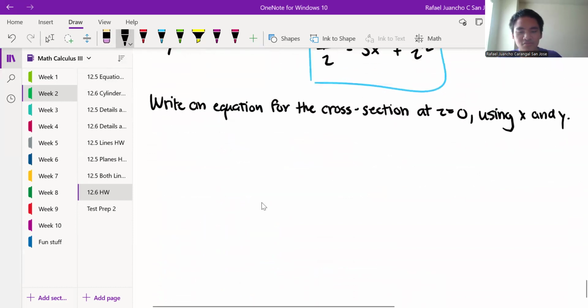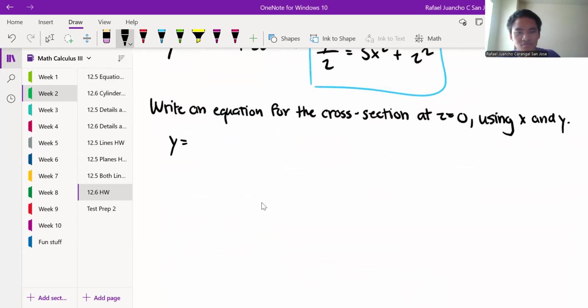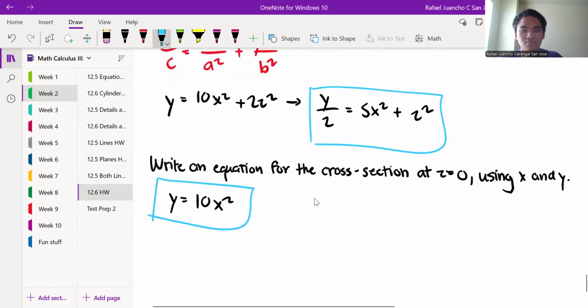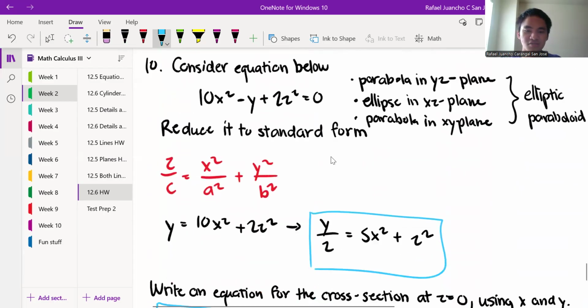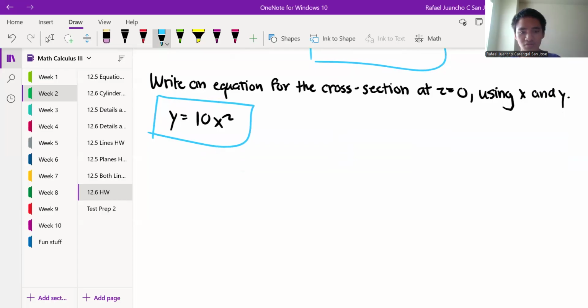So if we want to be really specific, just make the z 0, we have 10x squared minus y equals 0. Add y to both sides, we get y equals 10x squared. So it's a parabola.